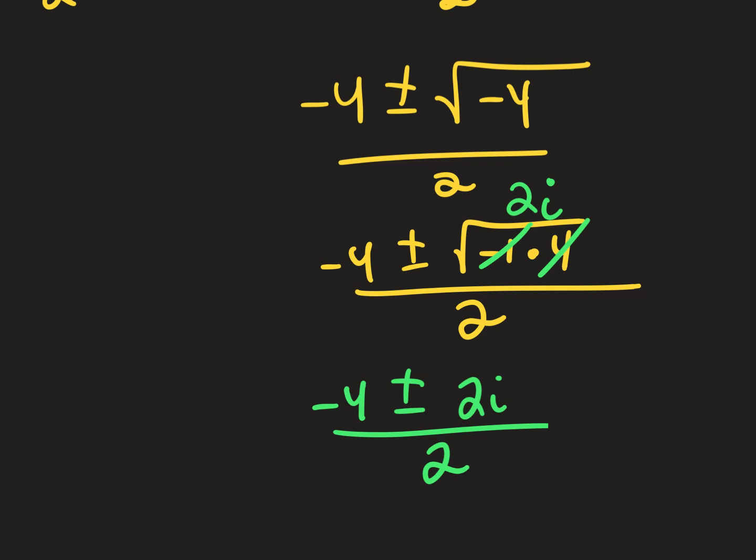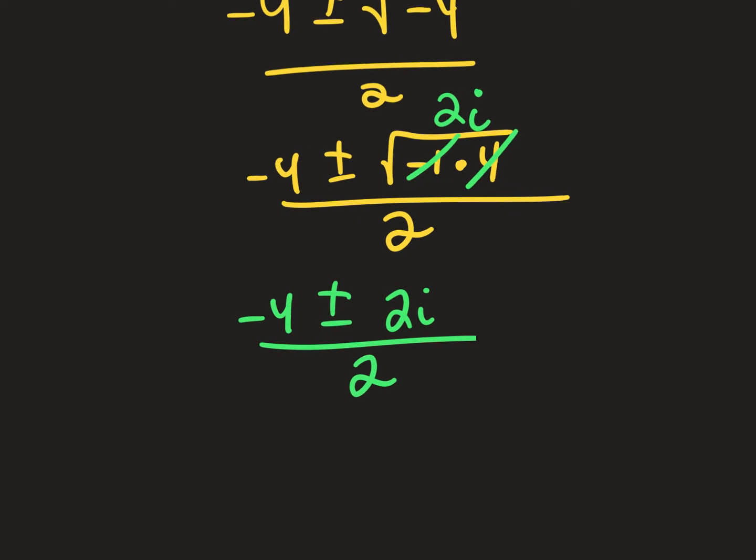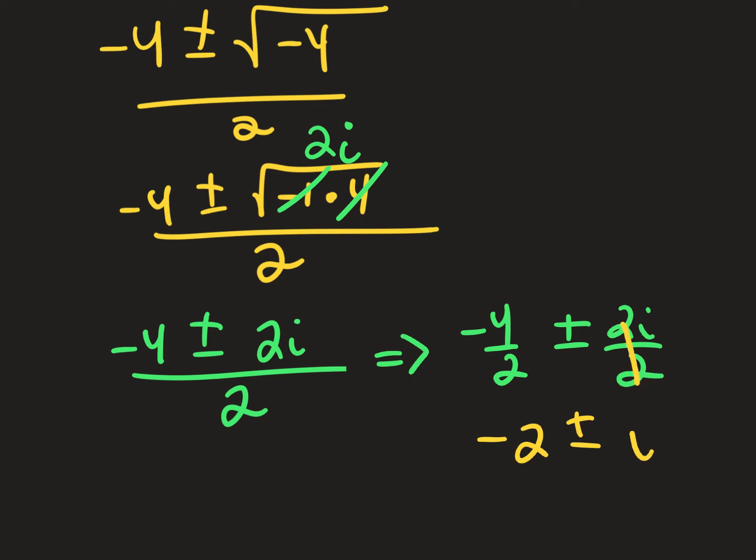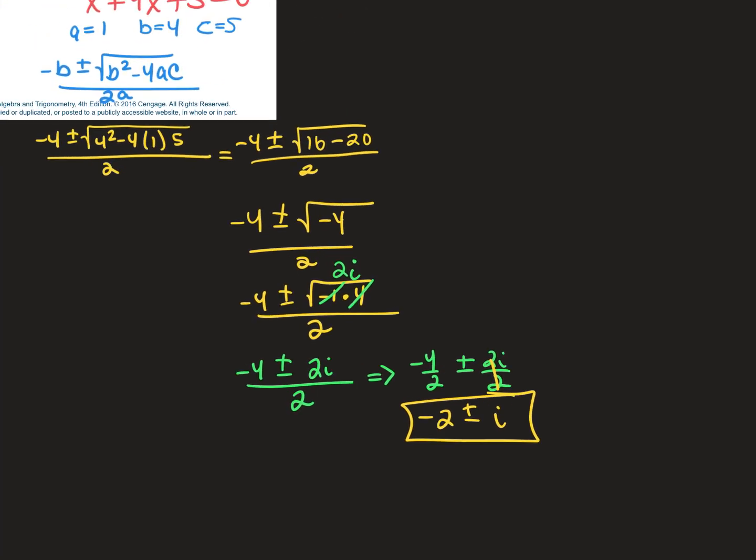2 goes into both of these, so that's fine. But if I were you, I would say, okay, I'm going to break this up into negative 4 over 2 plus minus 2i over 2. What happens with negative 4 and 2? Becomes negative 2, good, plus minus. What happens with the 2's on the i? They cancel out, just becomes i. So there is your complete problem.